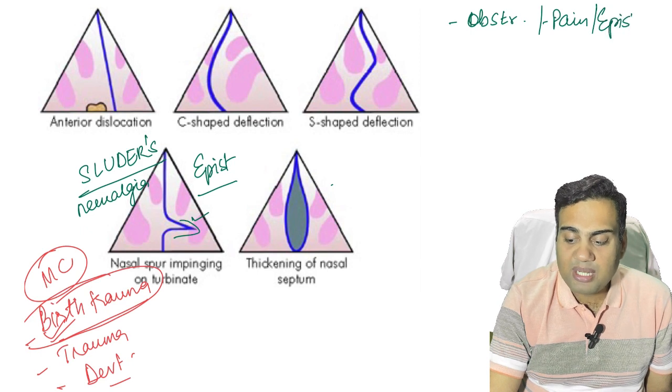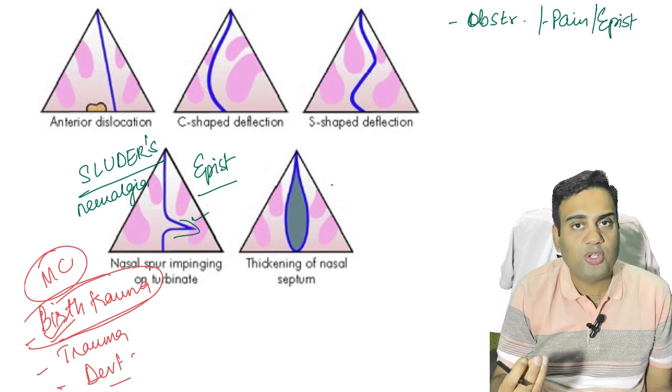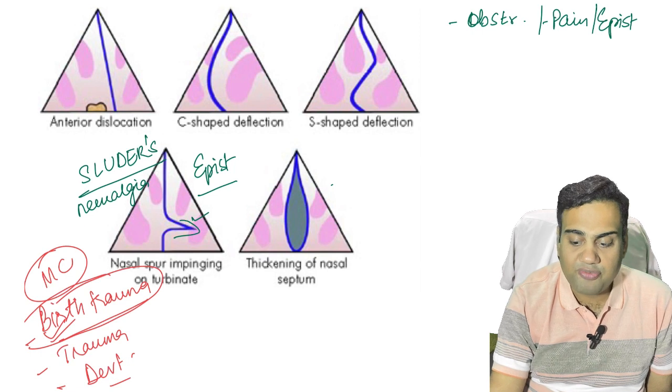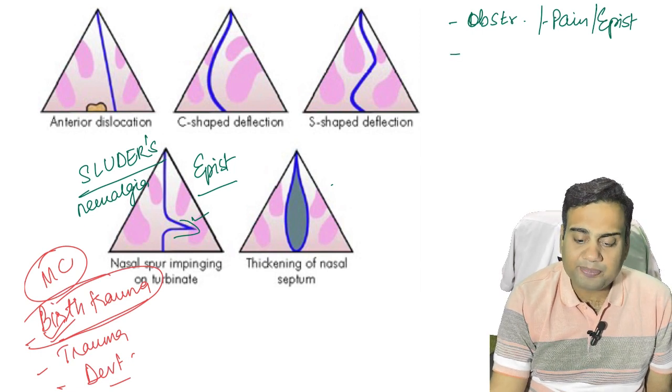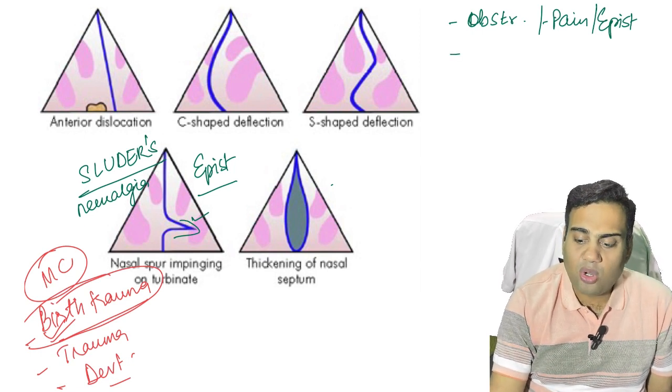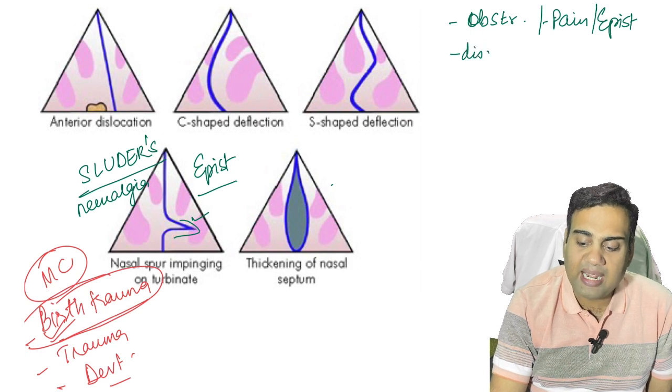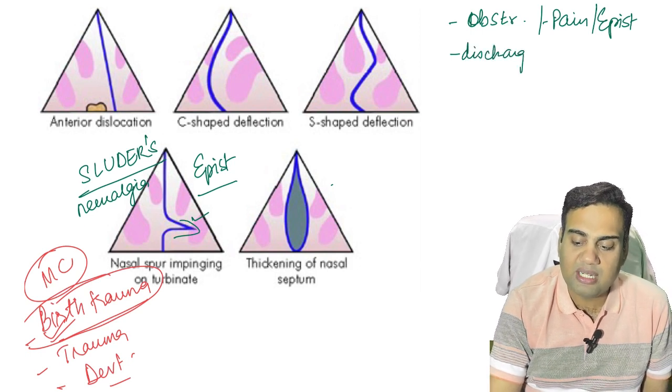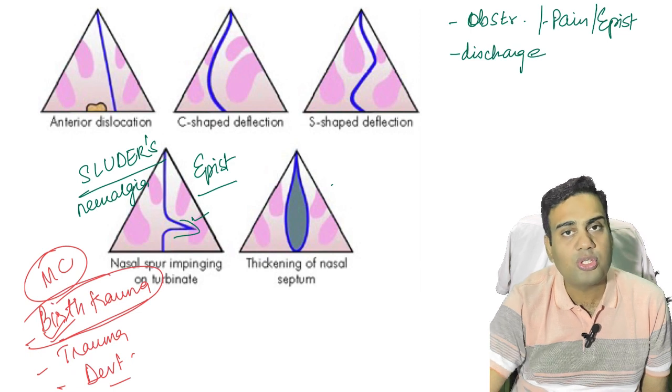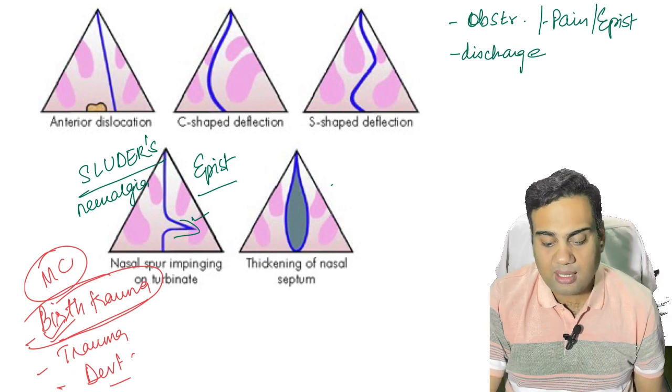Epistaxis can be one of the presentations. Epistaxis means bleeding from the nose. So that can be another presentation of the patient. And sometimes this patient can also have discharges or rhinitis. So we can have nasal discharge, mucoid discharge from the nose because of infections that can occur.